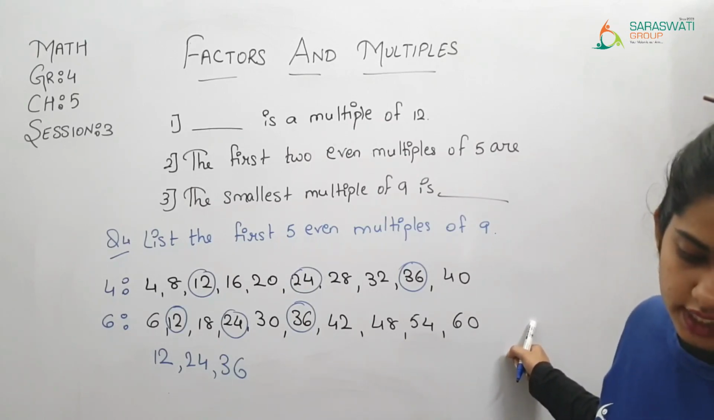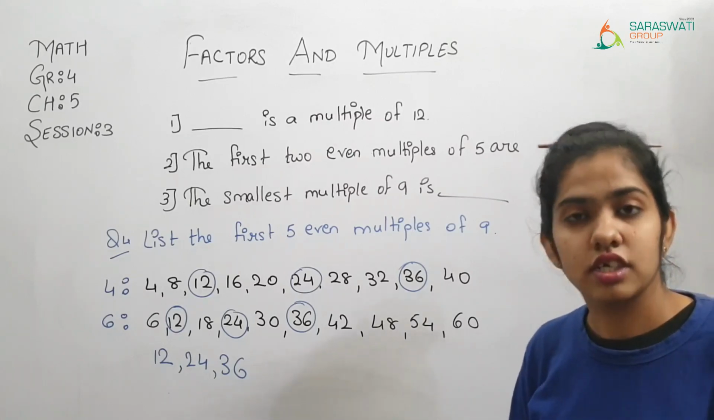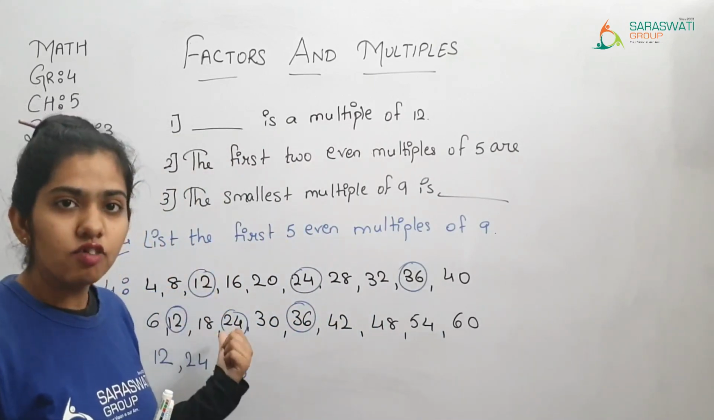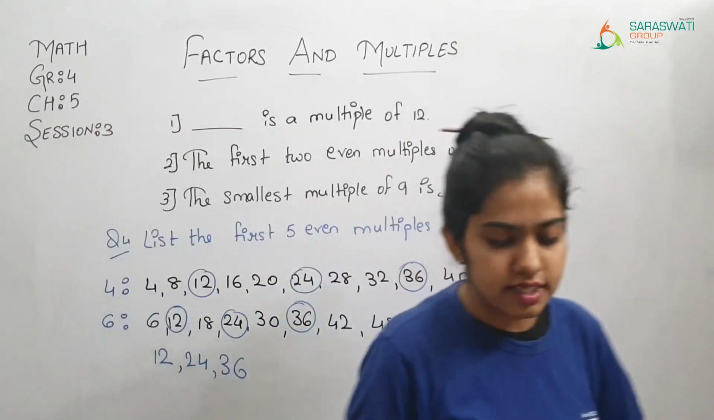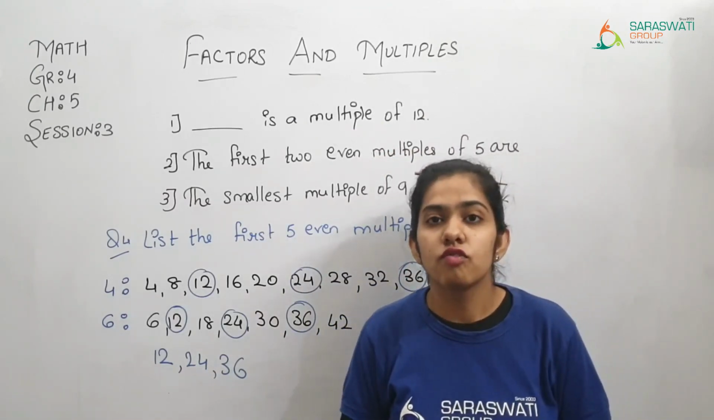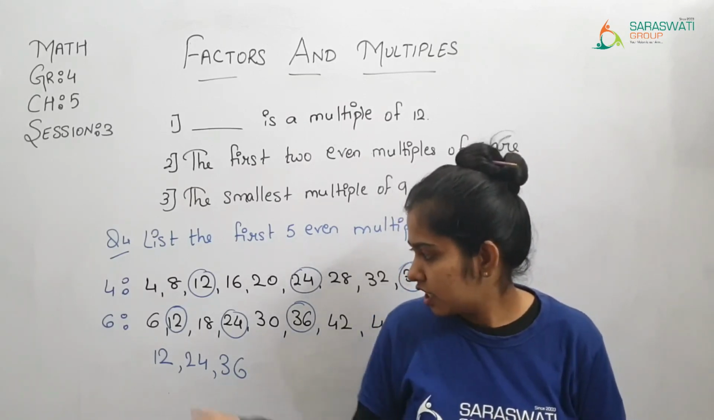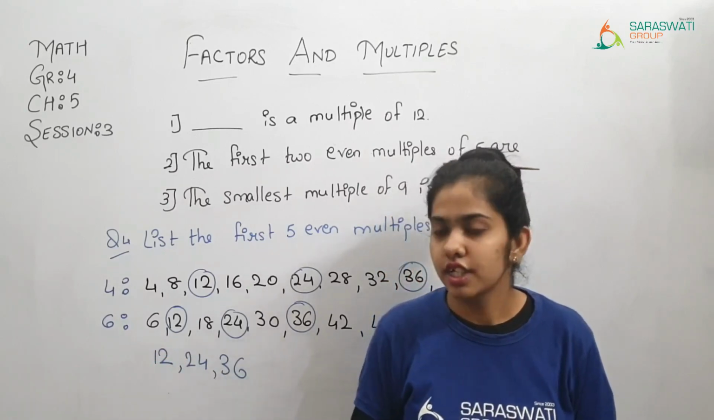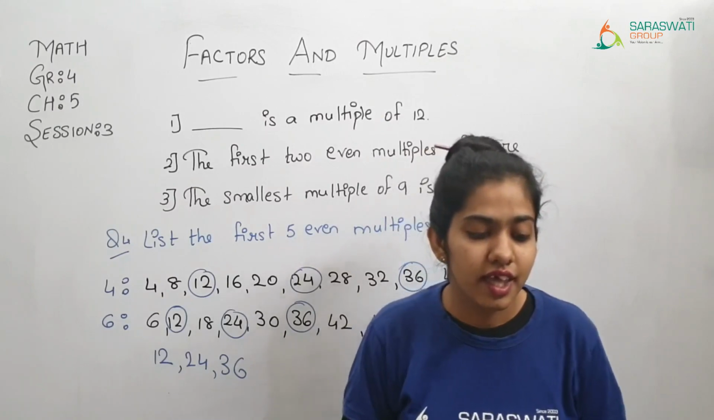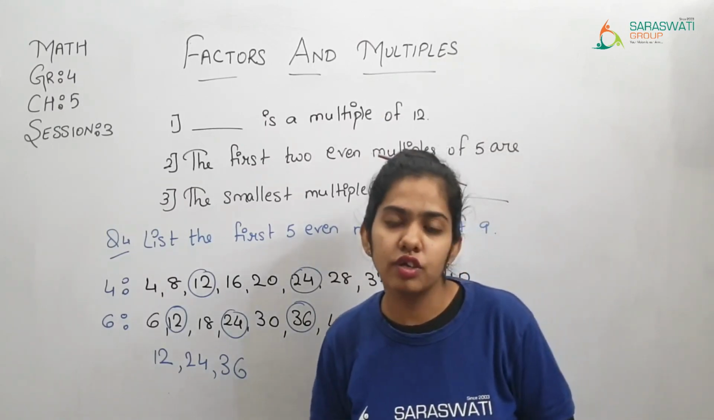12, 24 and 36. These are the common multiples of this. આ બધા common multiples છે 4 and 6 ના. In the same way, find the smallest common multiple of 4 and 6. 4 and 6 no common smallest multiple કયો આવે? So that is 12. કેમ કે 12 જ common smallest multiple થાય.